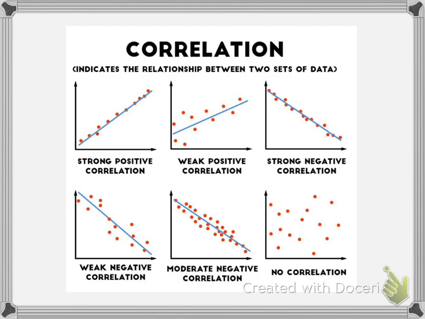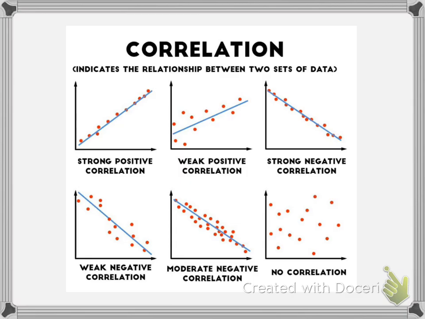Welcome back. As you can see, correlation indicates the relationship between two sets of data. So if it's a strong positive correlation, you're going to notice that the dots are much closer to each other and they're going up from left to right. If it's a weak positive correlation, they're still going up from left to right, but they're a little further apart.